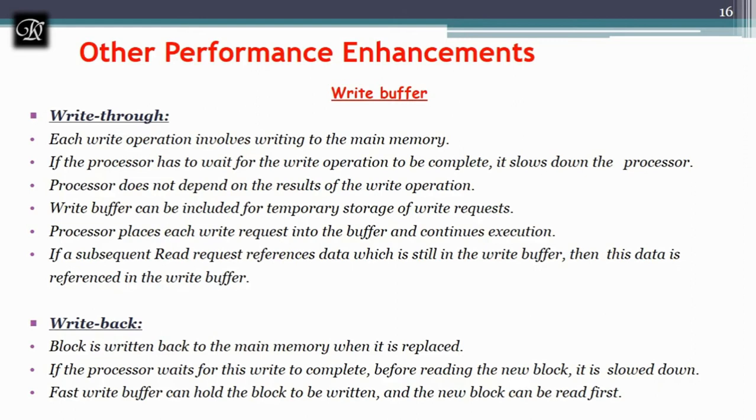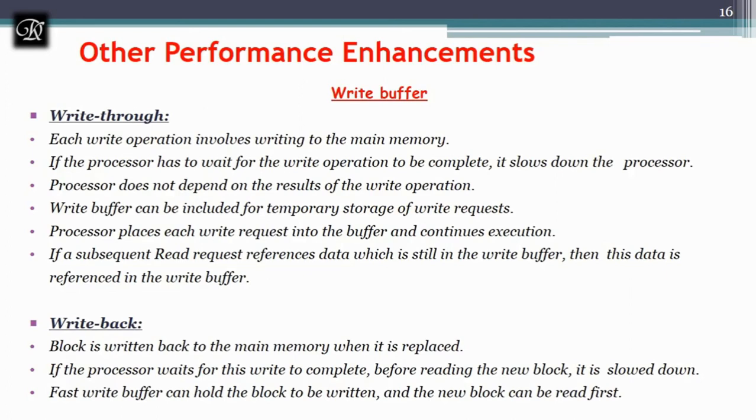Write-back protocol: the block is written back to the main memory when it is replaced. We have seen we use the modified bit or dirty bit; based on that, we decide that we have to update this in the RAM. If the processor waits for this write to complete before reading the new block, it will slow down. When it is performing a replacement, it has to perform the write operation because of the write-back protocol.